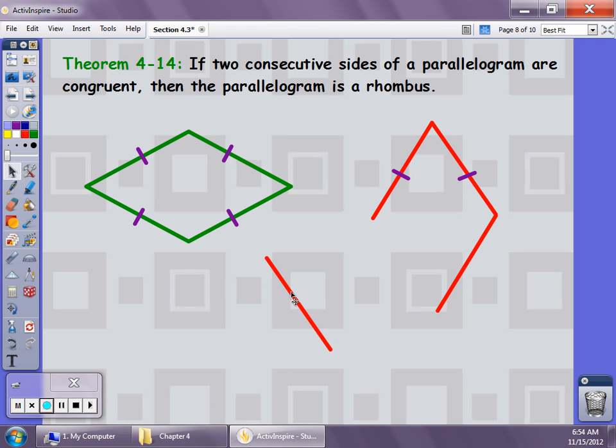If I take this segment, you're going to see that it is congruent to the other segment. And again, if I make that parallel, the only way for this figure to be a parallelogram with 2 consecutive congruent sides would mean that the opposite sides must also be congruent, and therefore all 4 sides are congruent, which makes this parallelogram a rhombus.